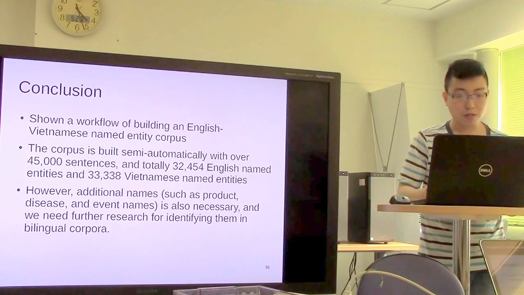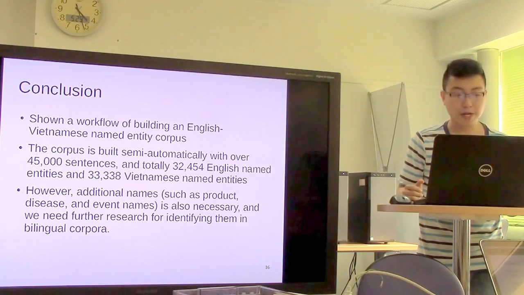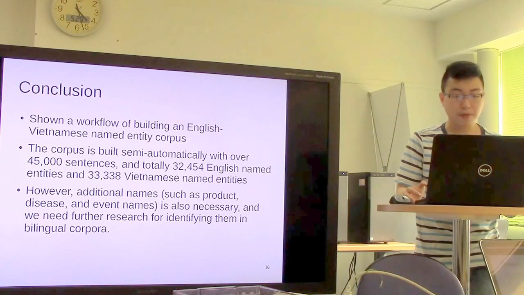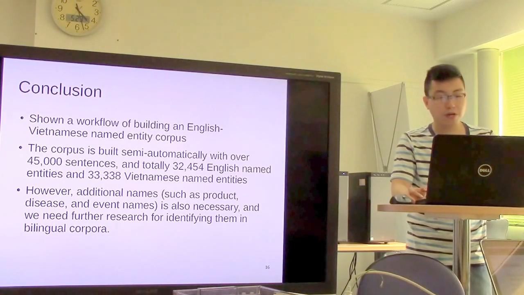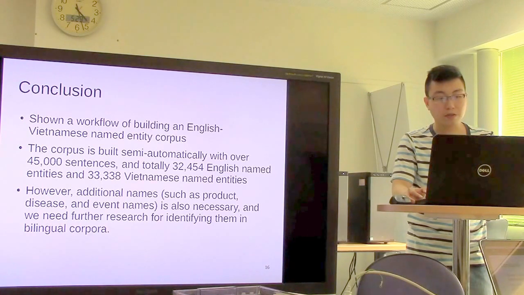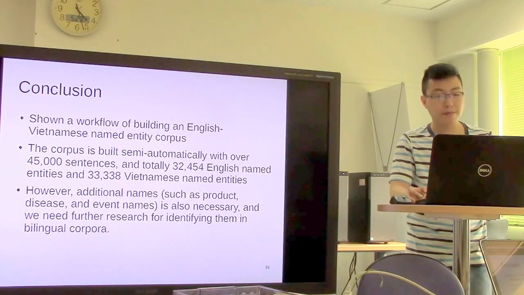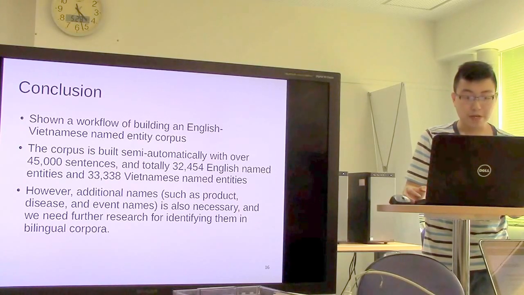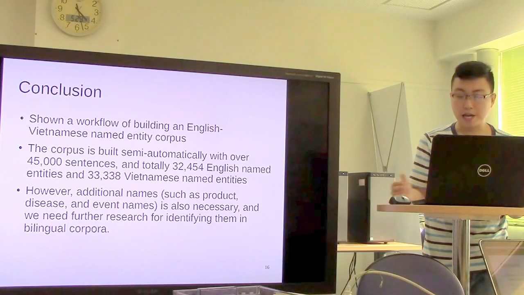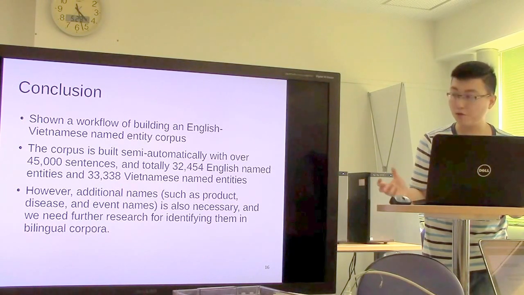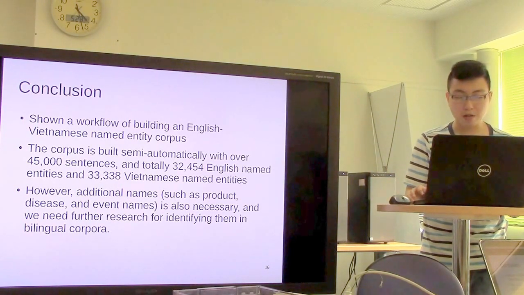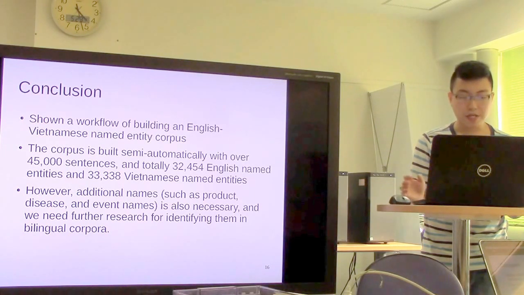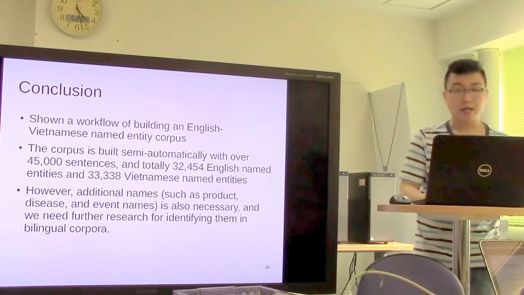This paper shows a workflow to build an English-Vietnamese named entity corpus. The corpus is built semi-automatically with over 45 sentences and in total 13,000 English named entities and 13,000 Vietnamese named entities. However, additional names such as products, diseases, and even events are also necessary, and we need further research to identify them in the bilingual corpus. Thank you for listening.